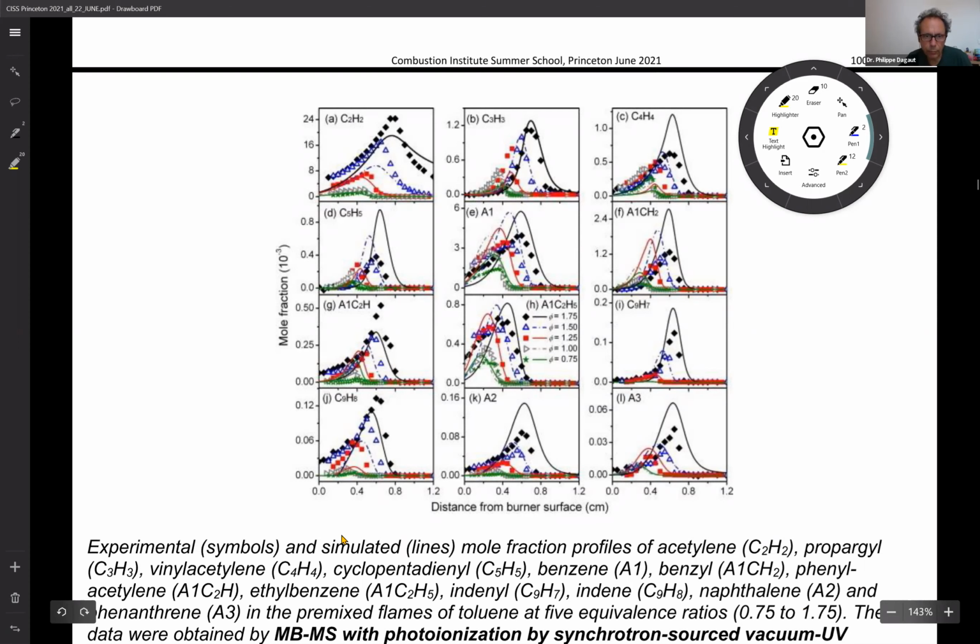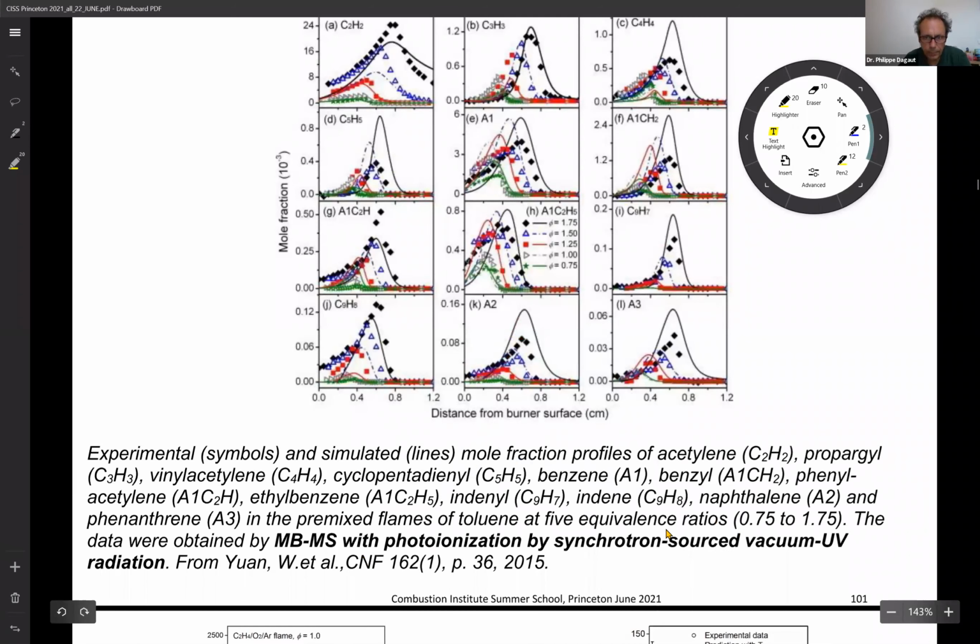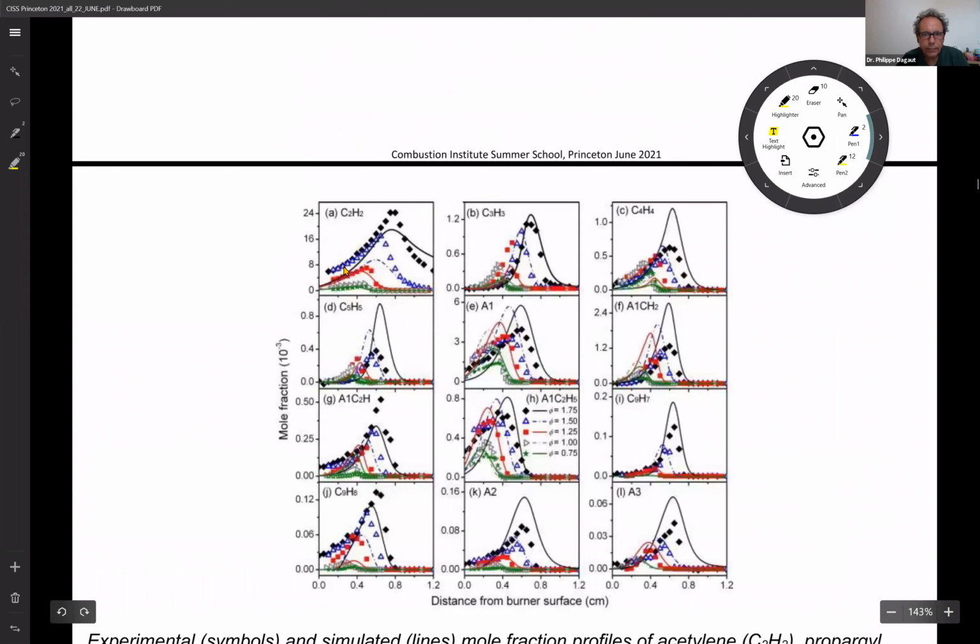And these experiments were performed by molecular beam mass spectrometry using photoionization from synchrotron light. So you can clearly see here the effect of equivalence ratio on the formation of these intermediate products like acetylene. From the green data here, where very little acetylene forms under fuel-lean conditions where we have excess oxygen, we move gradually to much higher concentration. So here it's mole fraction times 10 to the minus 3.